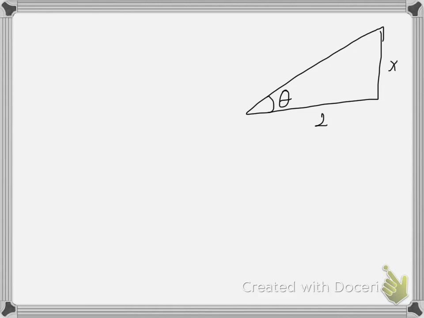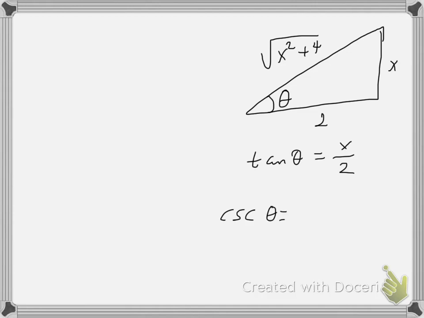This side I know is x because I have the property that tangent of theta is equal to x over 2. That was our original substitution. So this side, by Pythagorean theorem, is going to be equal to the square root of x squared plus 4. So the cosecant of theta is simply going to be equal to the square root of x squared plus 4 all over x.